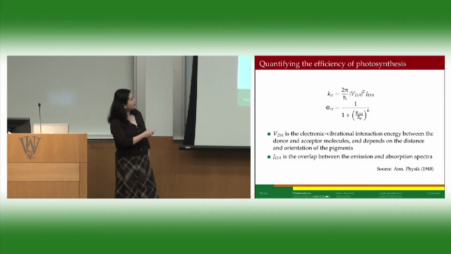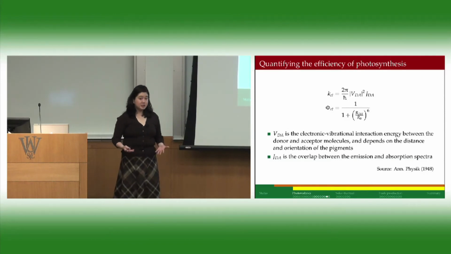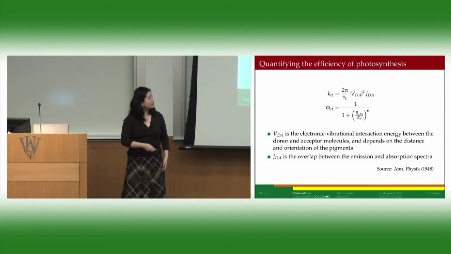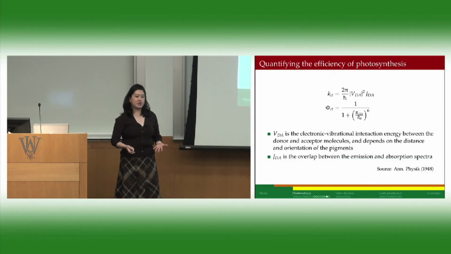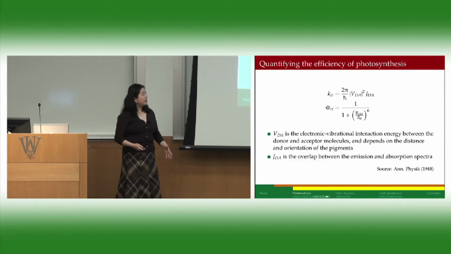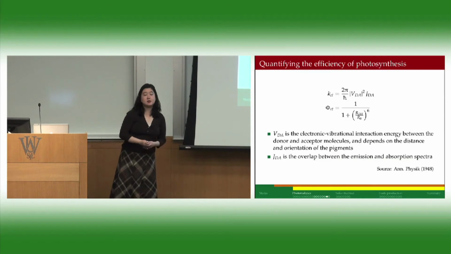The last thing we want to calculate is J_DA, and that is essentially the overlap between the absorption and the emission spectrum. Your donor will be emitting energy and your receptor will be absorbing energy, so we want to look at how well they overlap with each other. You can put both of these terms in and calculate the rate of the energy transfer process, and we want to calculate this rate and this efficiency. Experimentally, people have seen efficiencies up to about 99%, almost 100%. But we want to know, with simple calculations, can we actually get these types of efficiencies?